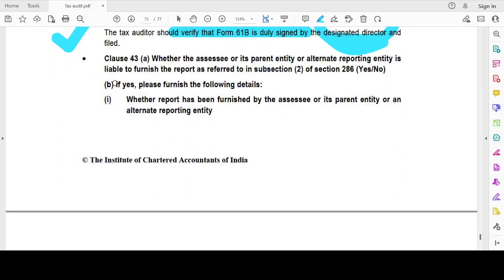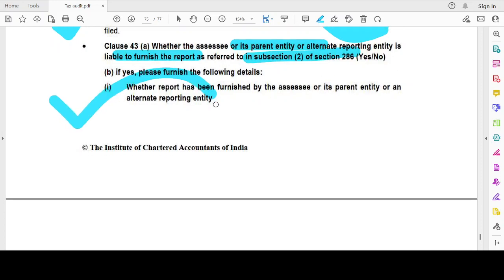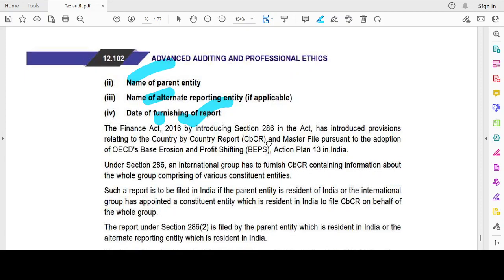Clause 43A. The assessee or its parent entity or alternate reporting entity is liable to furnish the report as referred to in sub-section 2 of section 286. If yes, whether the report has been furnished by the assessee or its parent entity or an alternate reporting entity: name of the parent entity, date of furnishing the report, and the alternate reporting entity's name. This is nothing but the CBCR report, the country by country report, and master file. You will be learning this in the transfer pricing chapter, I mean, in the international taxation module.